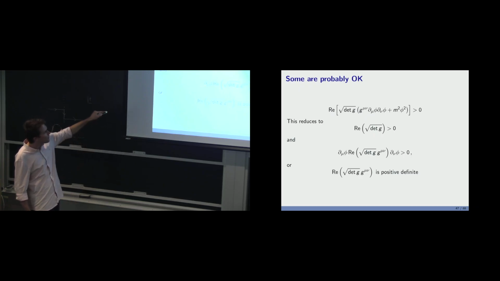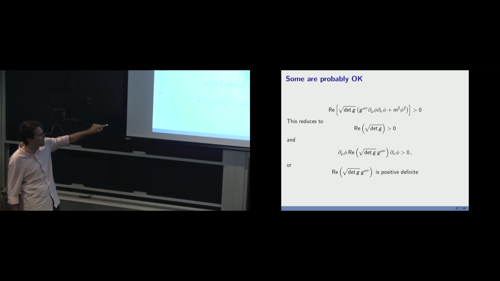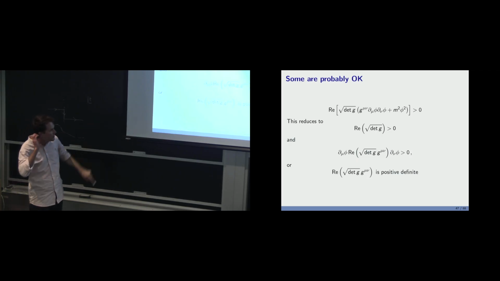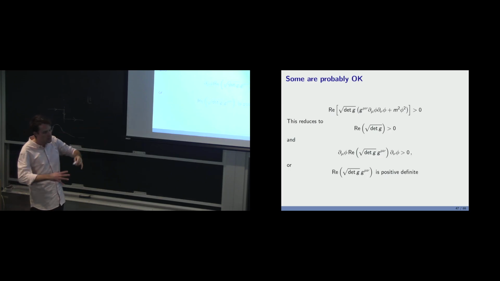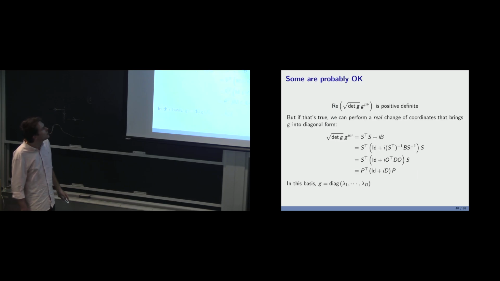Yeah. Good. So the second criterion comes from considering this piece. So we consider this piece now, and it's asking for this thing to be positive. Now phi is real, so that just means that this matrix is positive definite. I mean the real part of each component here that defines a matrix is positive. Positive definite matrix. Okay, so if that's true, then we can diagonalize G by a real coordinate transformation.